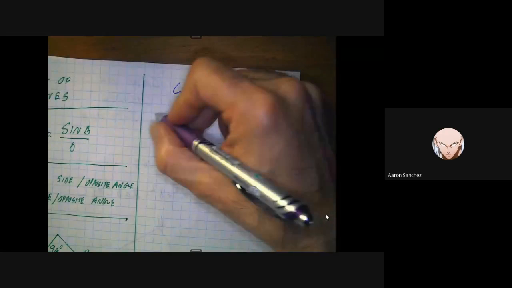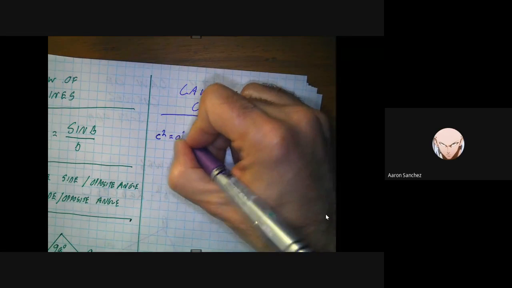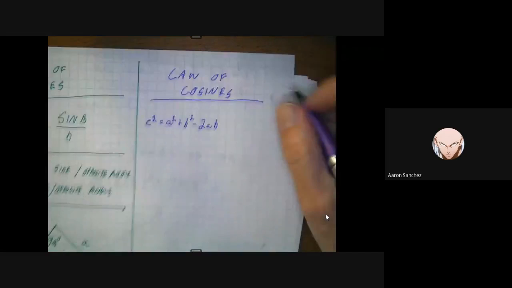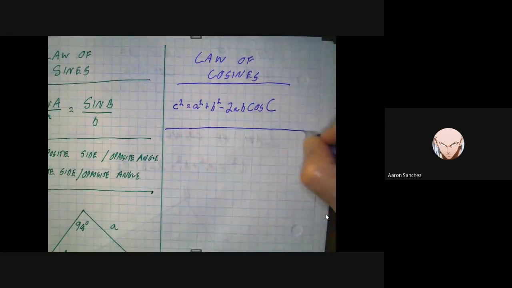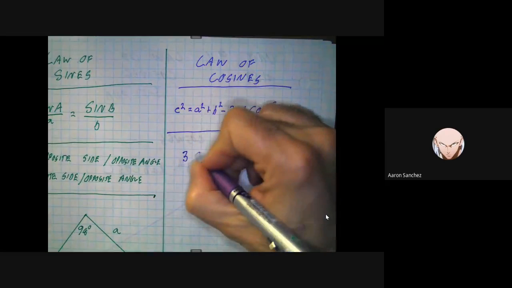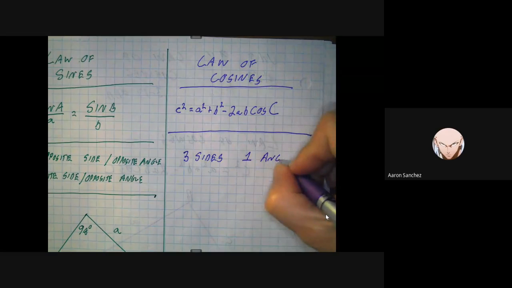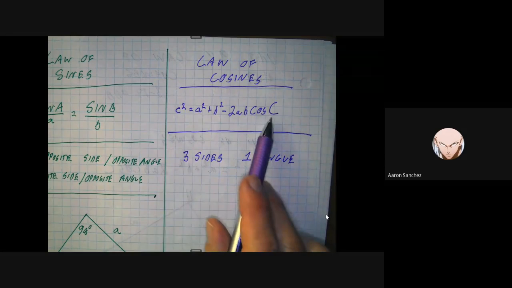Law of cosines. The law of cosines is little c squared equals little a squared plus little b squared minus 2 little a, little b cosine big C. Okay. Now, with the law of cosines, we're working with 3 sides and 1 angle. Obviously, we have sides A, B, and C, and 1 big angle, angle C.